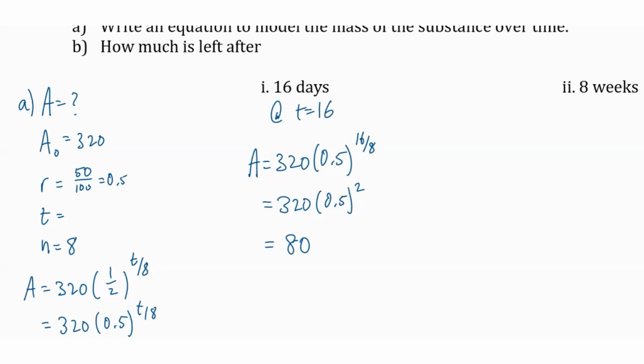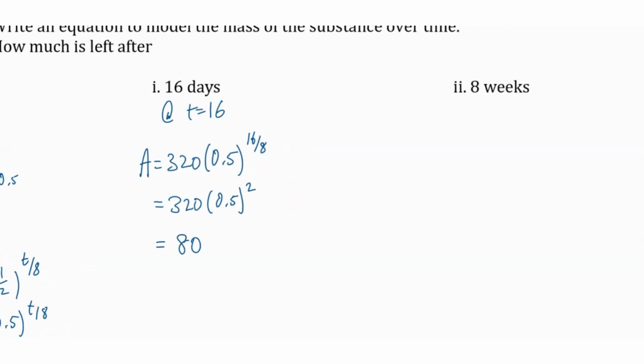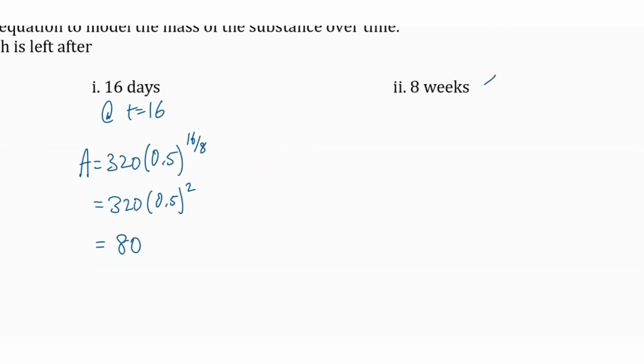Any questions about this so far? We got one more little question here to do. 8 weeks. What's the problem with this? T has to be in the same variable. Right. So everything we've done up till now is in days. So 8 weeks, 7 days in a week. 8 times 7 is 56 days. So you just got to make sure that you're not rushing and that you're reading carefully. So T is 56.